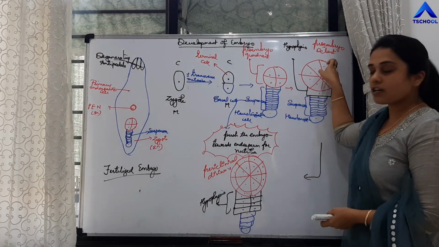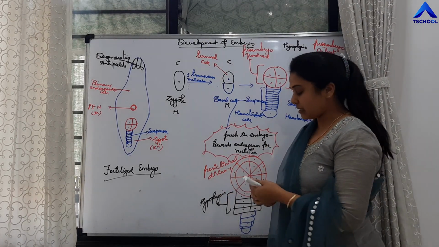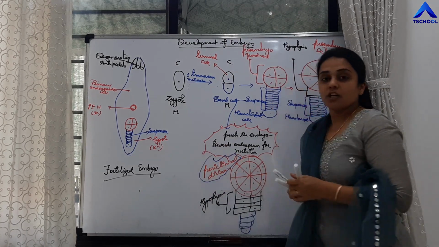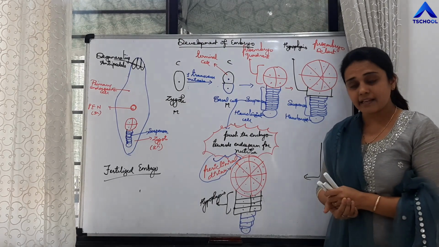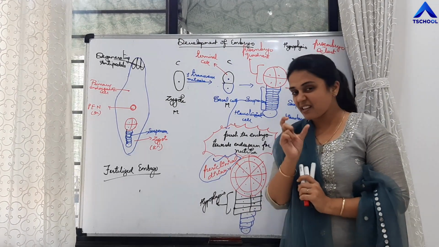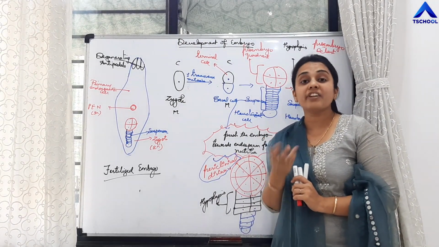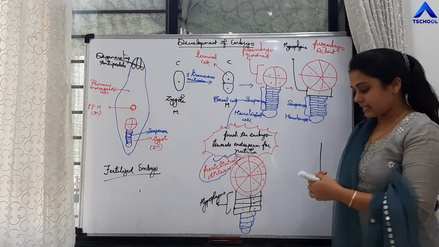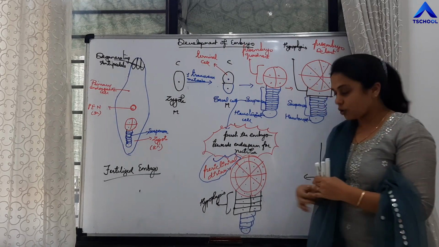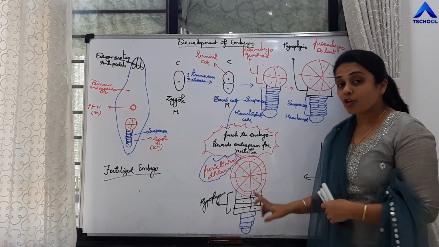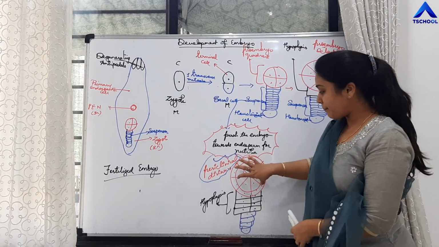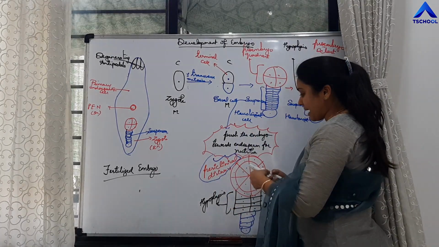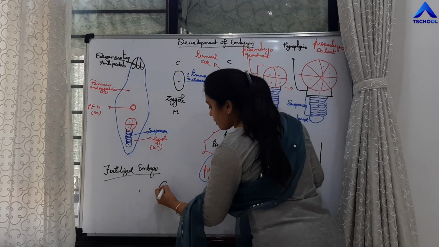This proembryo octant undergoes periclinical division to form 16 cells. The hypophysis, the single cell, undergoes 3 mitotic divisions to form 8 cells, and the rest is the same. This structure of the main embryo, we are not talking of the suspensor, the main embryo is this. It is a globular shape, right? And hence this embryo is called the globular embryo.